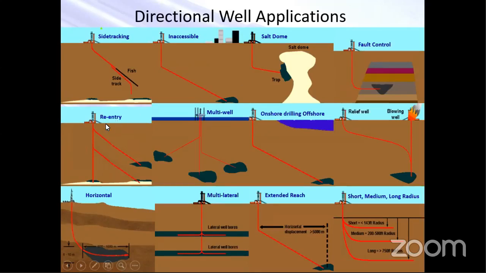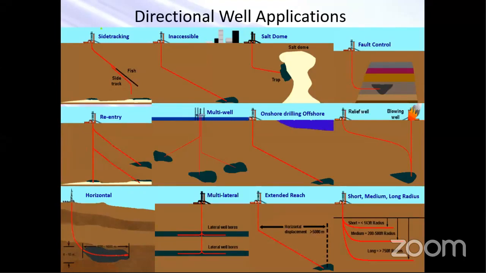We can also do re-entry. We have multiple wells, onshore to offshore. Actually, if we have a target very close to shore, it's a matter of cost saving. It's better to have an onshore rig and then drill to the offshore target, so we can save a lot of cost.